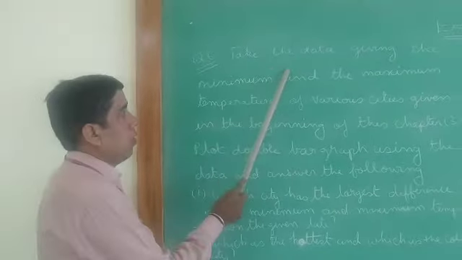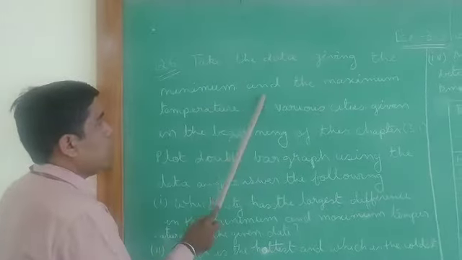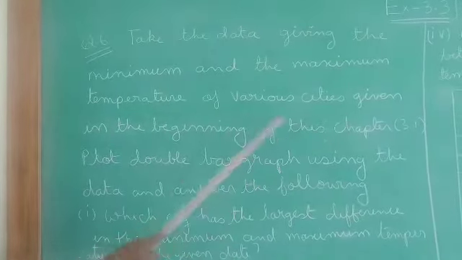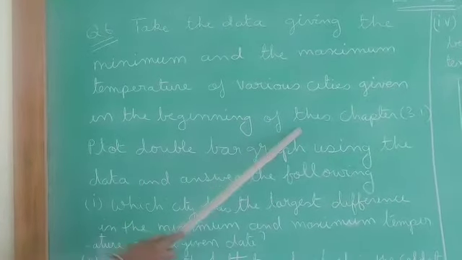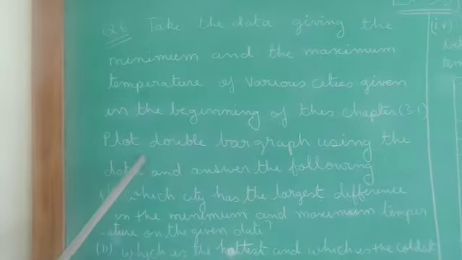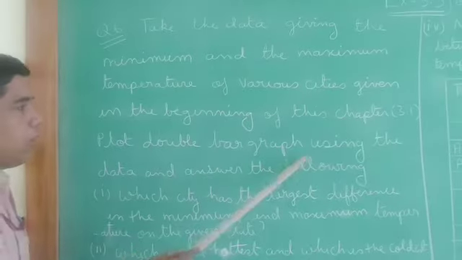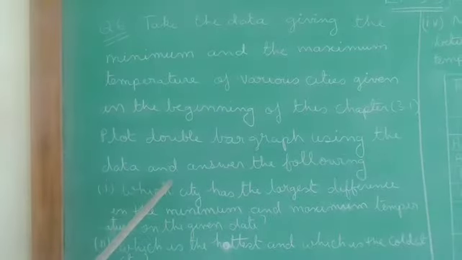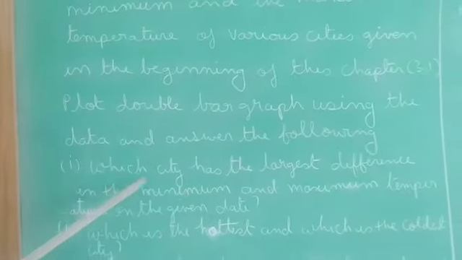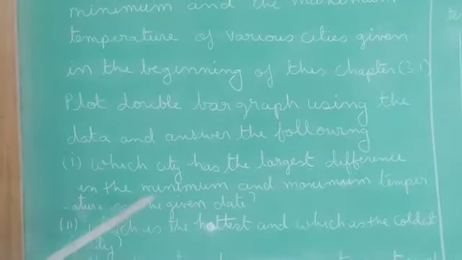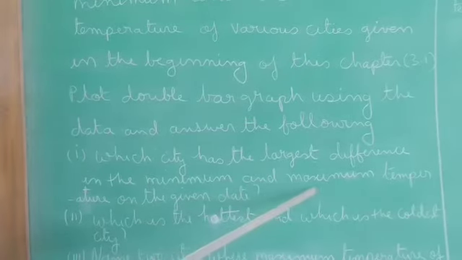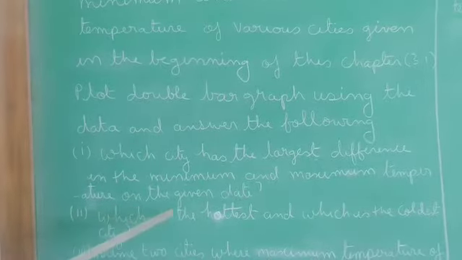Take the data giving the minimum and the maximum temperature of various cities given in the beginning of this chapter, that is Table 3.1. Plot a double bar graph using the data and answer the following questions. Which city has the largest difference in the minimum and maximum temperature on the given date?